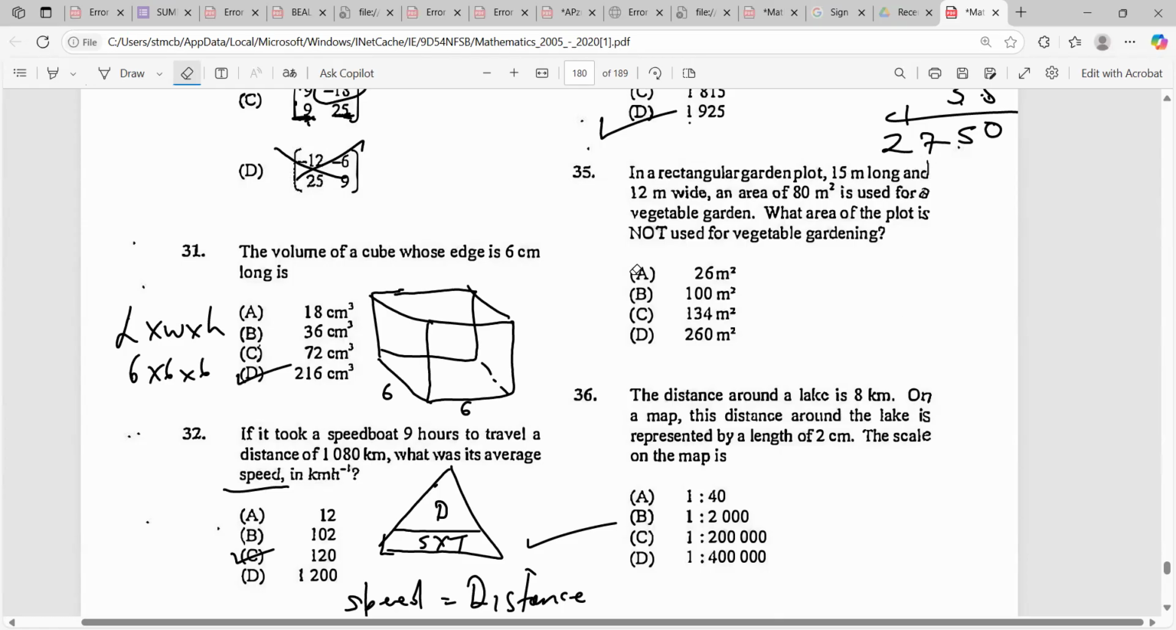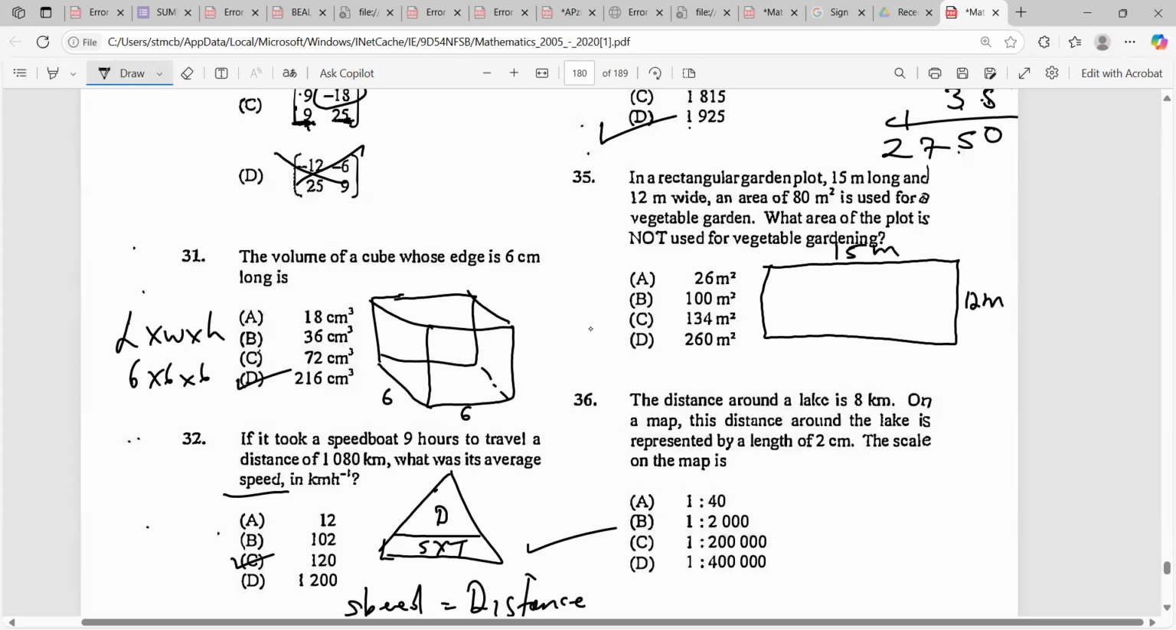Alright, let's move on to 35. In a rectangular plot, 15 meters long and 12 meters wide. It looks like a Pep question, it reminds me of Pep. An area in a rectangle, an area of 80 meters squared is used for a vegetable garden. What is the area of the plot not used? Okay, very nice one. We did do this, no, we never reached it so far the other night.